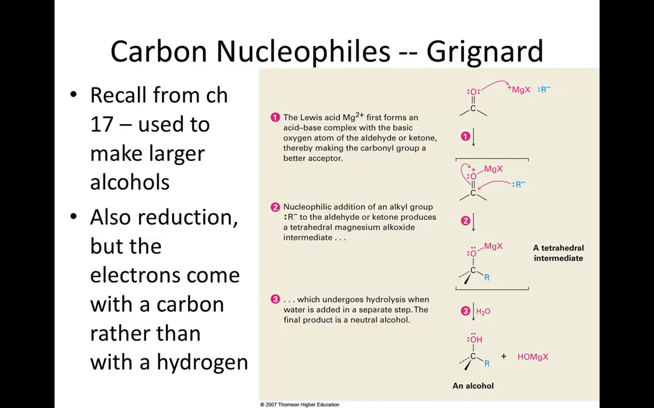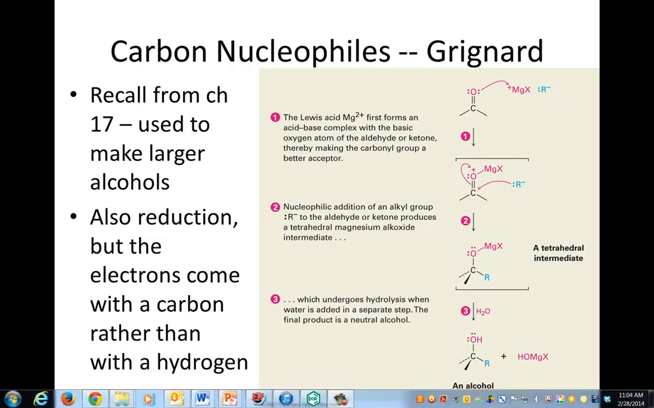We studied Grignard reagents in Chapter 17, and actually they were introduced back in Chapter 10. We used them in Chapter 17 to make larger alcohols. And these larger alcohols took advantage of the fact that we have a lot of negative character on the carbon from the Grignard reagent, and then it will react with the carbonyl carbon.